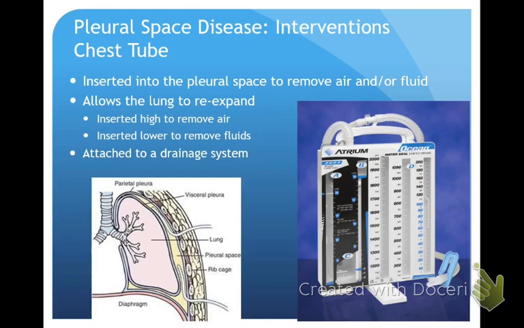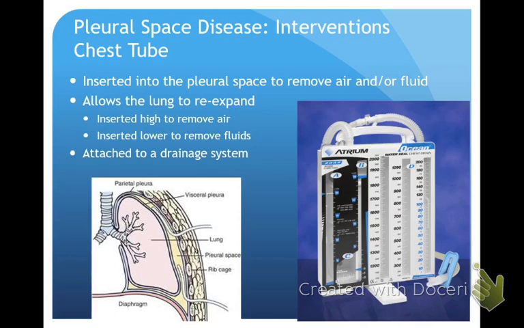If it's going to be air, if it's a pneumothorax, they insert the chest tube kind of high up because air will rise. You're probably going to have your patient sitting upright and air will rise. So we want to have the drain up high to pull the air out. If it is a hemothorax or an effusion, they will put the drains lower in the lung because when you're sitting upright to oxygenate, fluid will drop to the bottom, and that's where it's most easily drained.